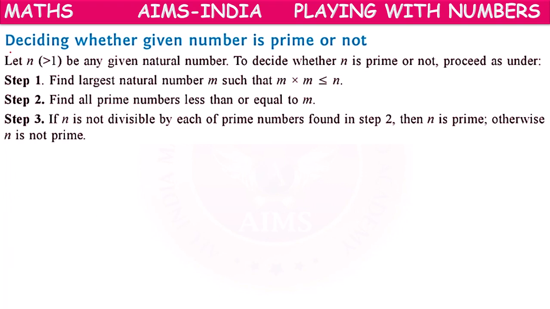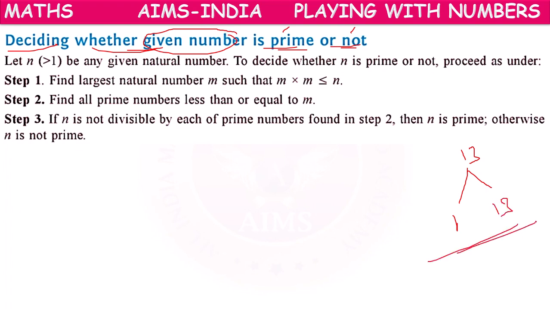Next, children, deciding whether the given number is prime or not. We have to check whether the given number is a prime number or not. In a previous class we discussed what a prime number is. The number which has only 1 and itself as factors, like 13, is called a prime number. So let n be any given natural number greater than 1, because 1 is neither prime nor composite. That's why we have to take numbers greater than 1.